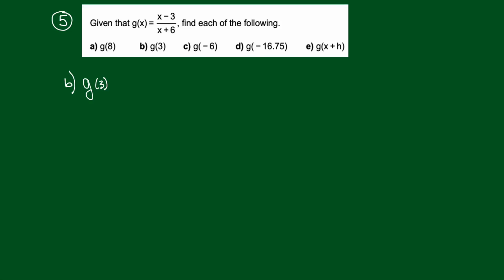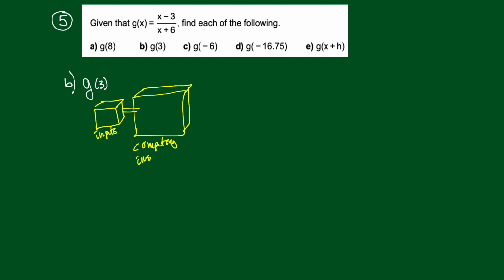Now in part B, we're going to see what happens to a 3. We're going to put 3 into the function, and we're going to run it through the instructions and see what we get out. Now, I just can't help myself. I'm going to draw this again. So this is our function machine. We have our inputs over here. Then over here, we have the computing instructions. And we store our outputs over in this box. This is the outputs.